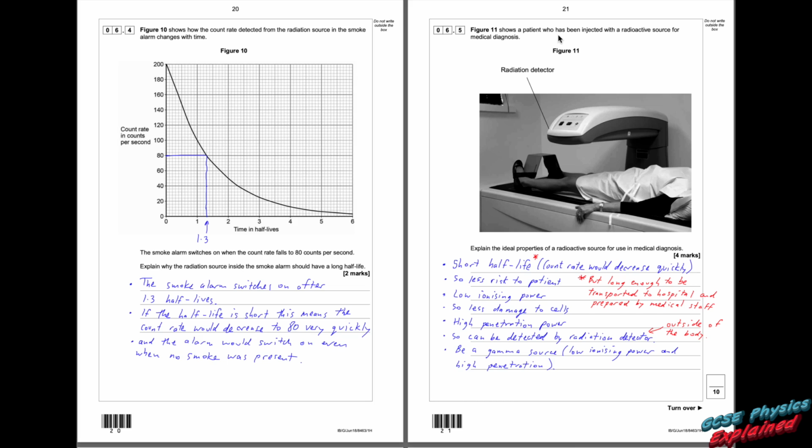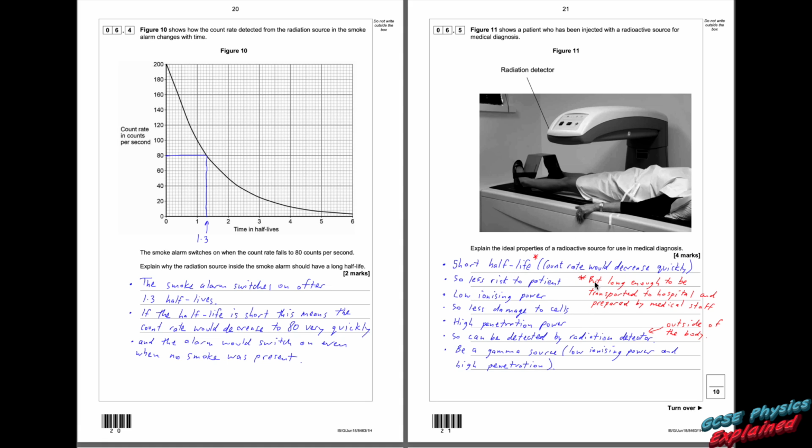Figure 11 shows a patient who has been injected with a radioactive source for medical diagnosis. Explain the ideal properties of a radioactive source for use in medical diagnosis. Right, well, you want it to have a short half-life, so the count rate decreases quickly. You don't want it to stay radioactive for ages, alright? With a short half-life, there'll be less risk to the patient.